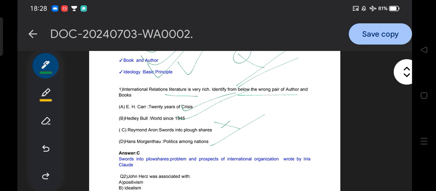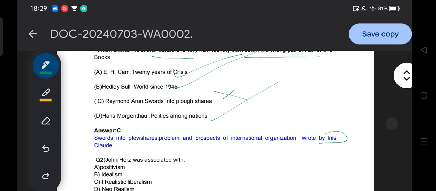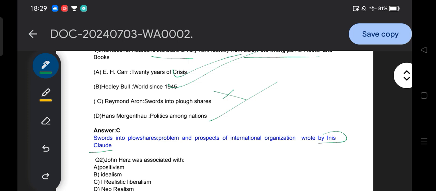The book was written by Inis Claude. So here you can see Inis Claude wrote the book Swords into Plowshares: The Problems and Prospects of International Organization. What are the problems and prospects in international organization that this book deals with? For example, the League of Nations, the Internet. These are the international organizations. So regarding the problems and prospects with regard to international organization, the book Swords into Plowshares specifically deals. So you have to remember that the book was written by Inis Claude.